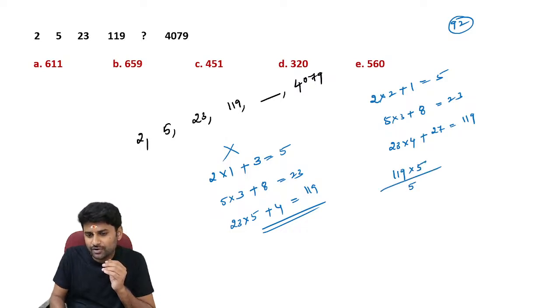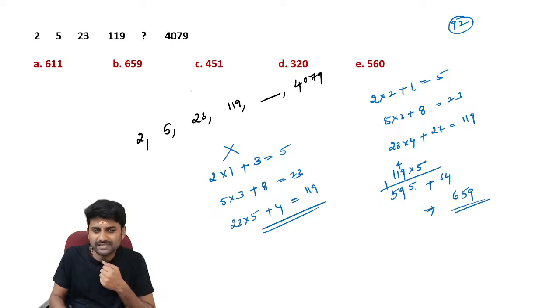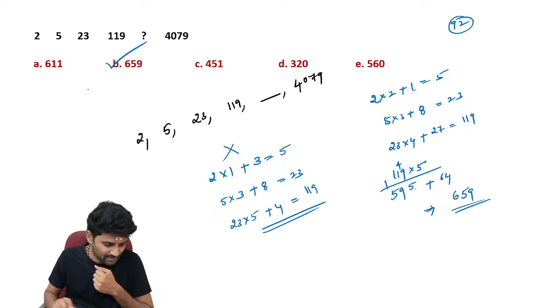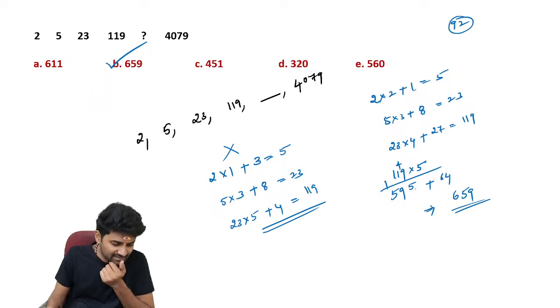9 into 5 is 45. 5 into 1, 5. 5 plus 4 is 9. And 5 into 1 is 5. 595. So how much are we going to add according to the sequence? 1 cube is 1, 2 cube is 8, 3 cube is 27, and we have to add 4 cube. 4 cube is equal to 64. Now here 5 plus 4 is 9, 9 plus 6 is 15 and the total resultant becomes 659. 659 is the correct answer.